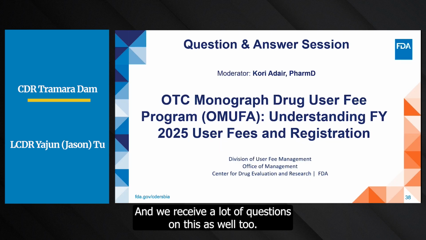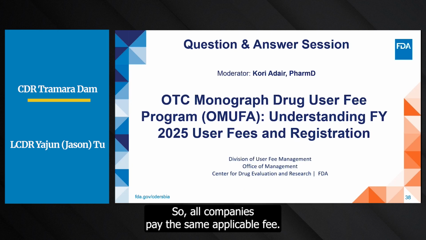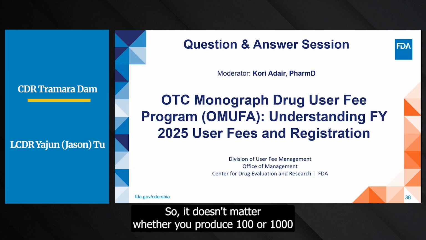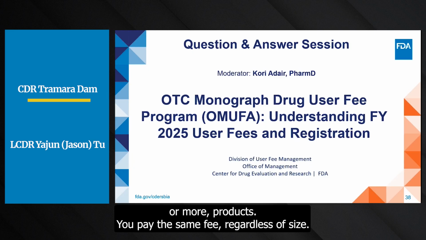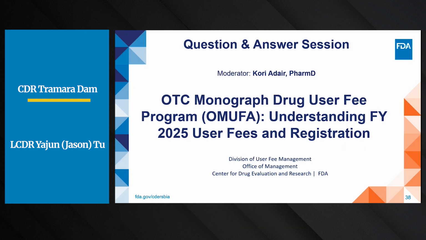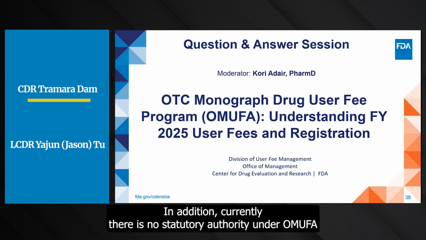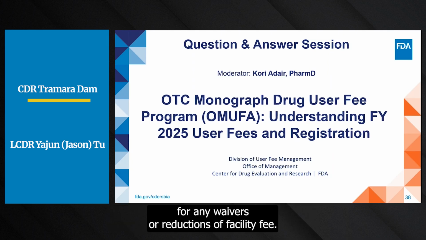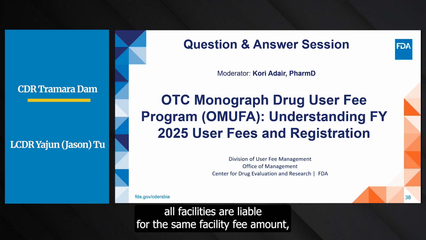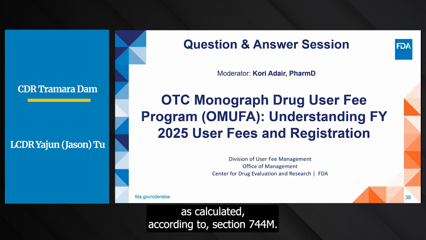Thank you for this question, and we receive a lot of questions on this as well. All companies pay the same applicable fee. It doesn't matter whether you produce 100 or 1,000 or one product. You pay the same fee regardless of size. In addition, currently there is no statutory authority under OMUFA for any waivers or reductions of the facility fee based on business size or business revenue. All facilities are liable for the same facility fee amount as calculated according to Section 744M. Thank you.